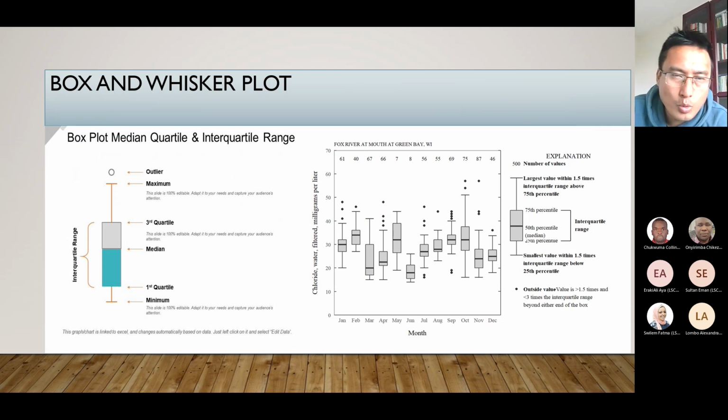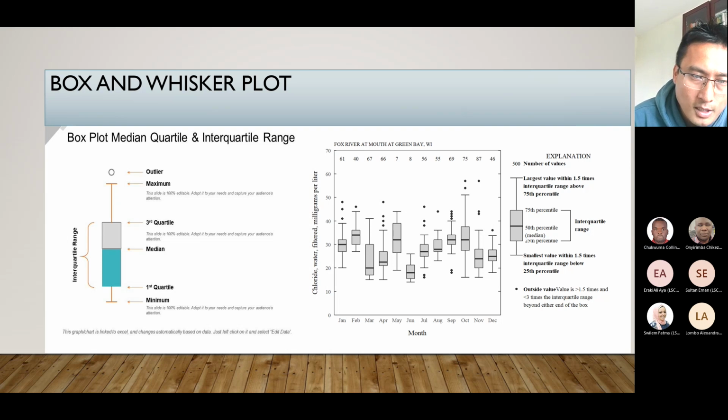This is called a box and whisker plot. It's a very, very common question that they ask. We need to know what these terms are. This one is the maximum limit. This is the minimum limit. So the difference between the maximum and the minimum, what do we call it? If you subtract maximum and minimum.